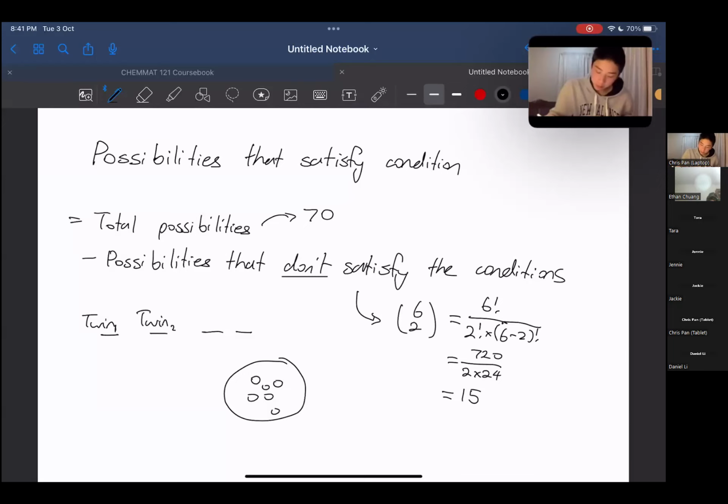Okay, but now we have our formula, right? Possibilities that satisfy the condition is the total number of possibilities minus possibilities that don't satisfy the condition. So that is just 70 minus 15, which is 55, and that's the final answer right there. So this is quite a useful method at least. Sometimes it's a lot easier to find the possibilities that don't satisfy the conditions. So if you're getting a weird condition, try to look at the opposite of that condition and see if you can get information from that. So that's just something to keep in mind.